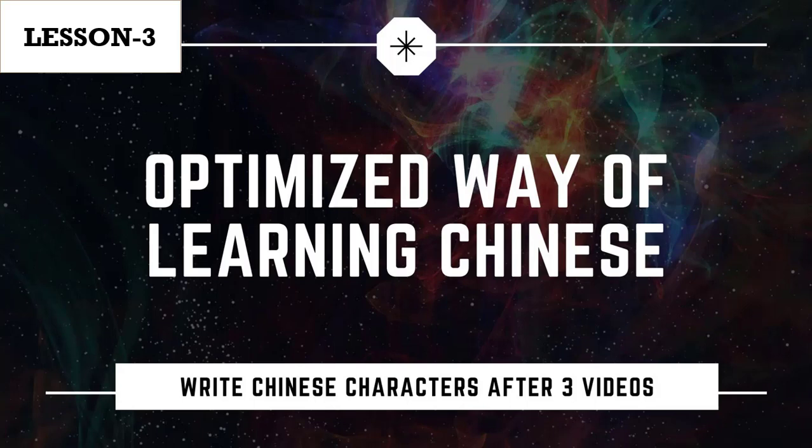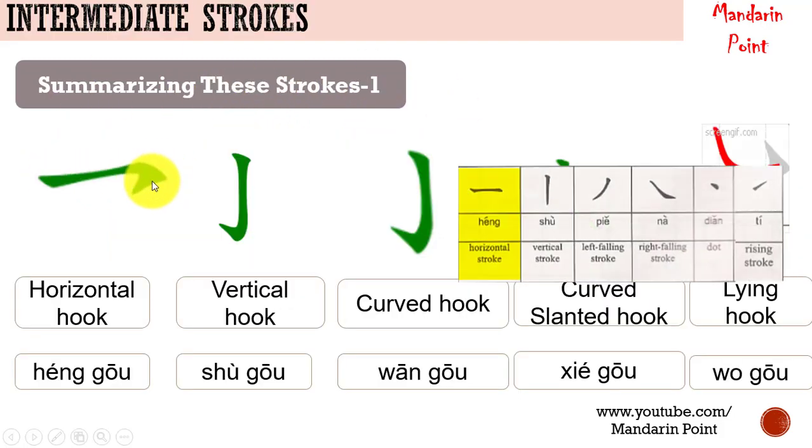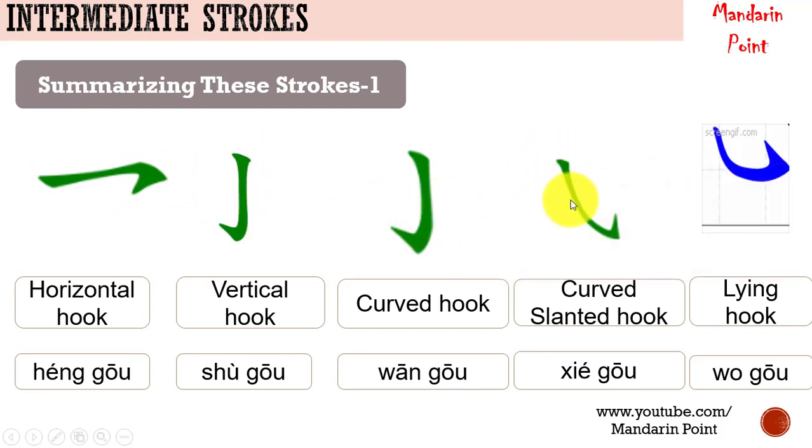Before proceeding to today's lesson, let's review what we have studied in previous two lessons because it is important. In the first video, we have studied basic strokes that include hang, shu, pie, na, tian, ti. Then we have studied those strokes which have a hook with these basic strokes like hang guo, shu guo, wen guo, xie guo, wo guo.